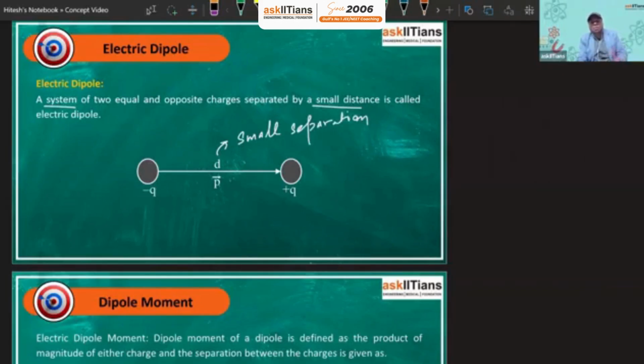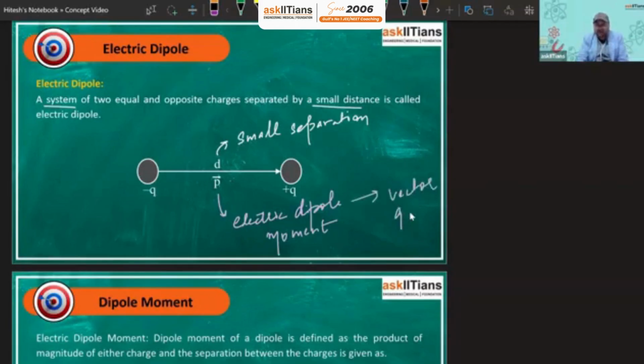Now an electric dipole has an electric dipole moment, denoted by the symbol vector p. It is a vector quantity. So what is this electric dipole moment, what is this physical quantity? We'll talk about that in the next slide. As the electric dipole moment is a vector quantity, it has direction.